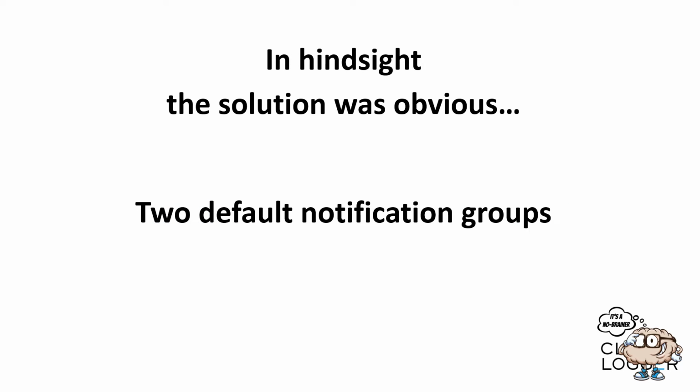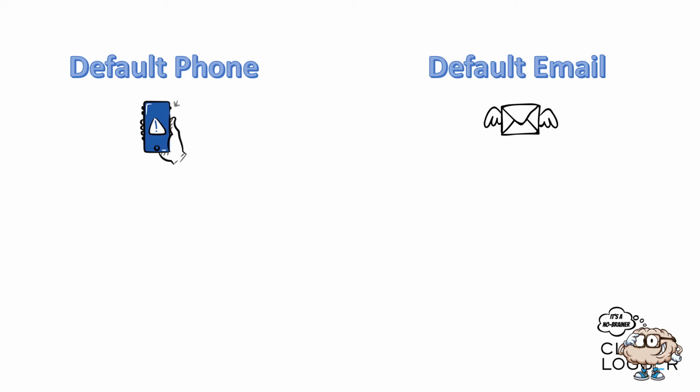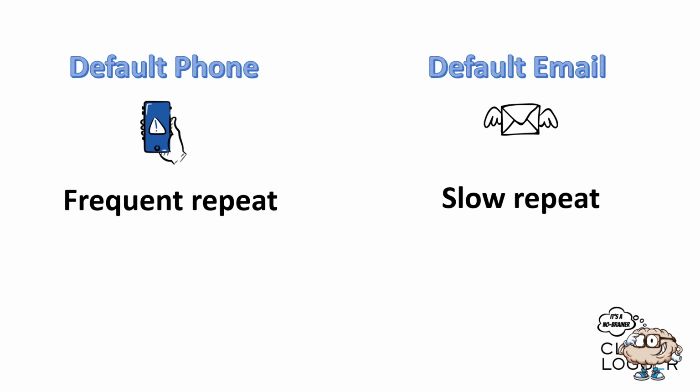What we should have had was 2 default notification groups. And so from now on, the way the system works is that as soon as you add a new site, we automatically create a default phone notification group and a default email notification group. So they now both exist for new sites moving forwards. And so we also then change the settings within those notification groups and how they're being used. So for the phone one, we will do frequent repeating. So that is, we will make your phone beep every 15 minutes or half an hour or whatever to get your attention.